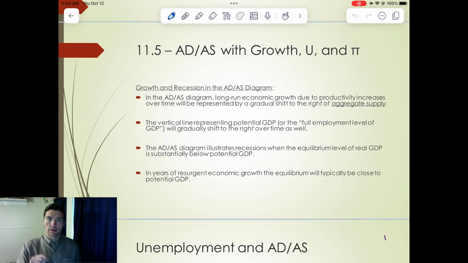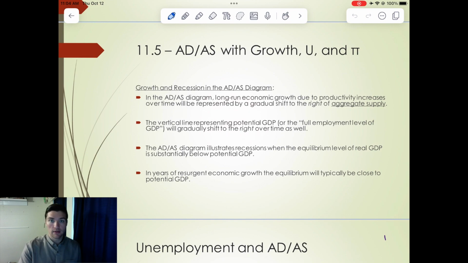So let's continue what we're talking about with aggregate demand and aggregate supply and the long run aggregate supply. With this model, basically how we are looking at the economy and how it operates, we can look at growth, unemployment, and inflation. In the diagram, we can see when there's growth happening or if there's a recession. In the aggregate demand, aggregate supply diagram, long-run economic growth due to productivity increases will be represented over time by gradual shifts to the right of the aggregate supply, right?